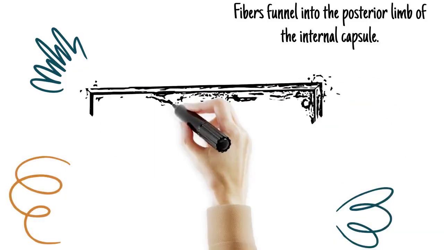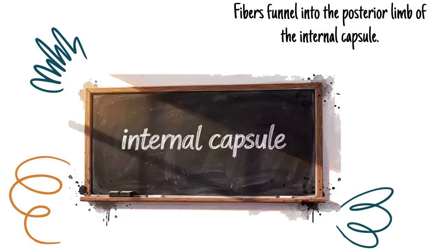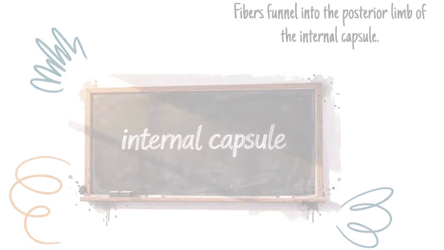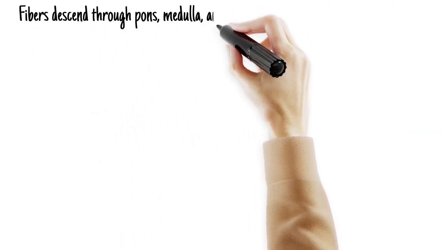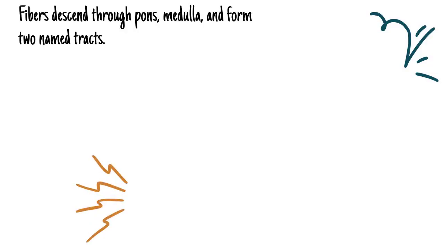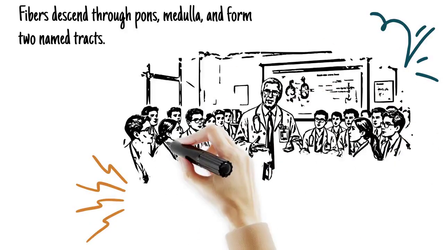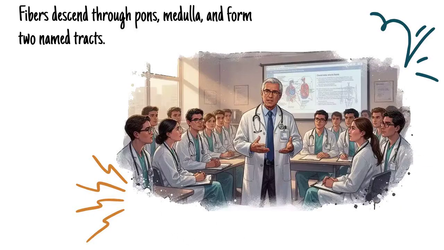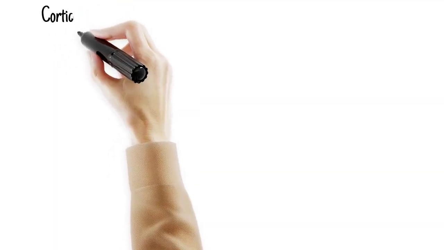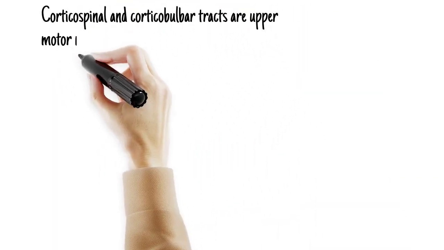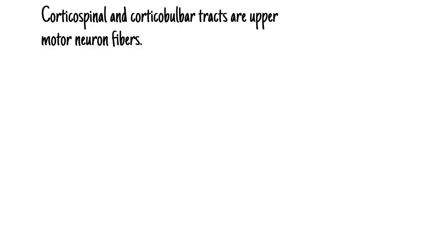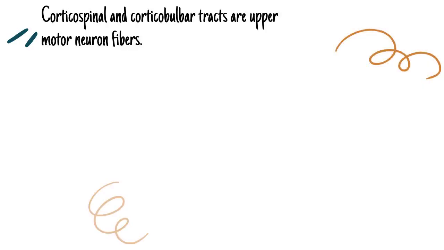From there, the fibers continue through the cerebral peduncles at the midbrain level. Then, pass through the ventral pons, and finally through the medulla. These descending fibers collectively form two named tracts, the corticospinal tract, which ultimately targets spinal cord motor neurons to control limb and trunk muscles, and the corticobulbar tract. The corticobulbar tract branches off along the brainstem to control cranial nerve motor nuclei. Together, these two tracts are what we refer to as upper motor neuron fibers.